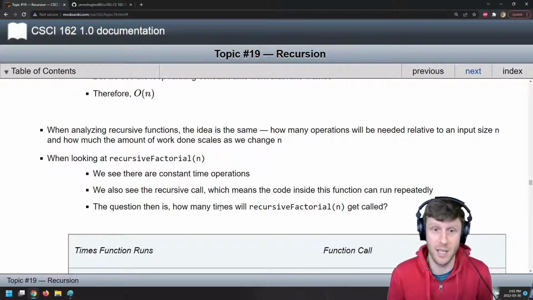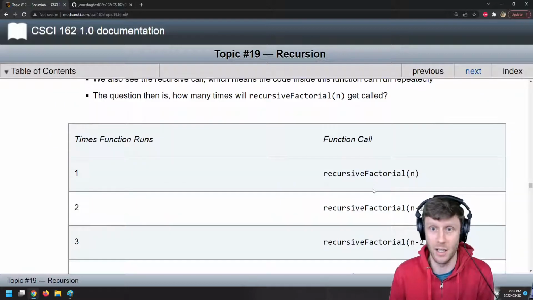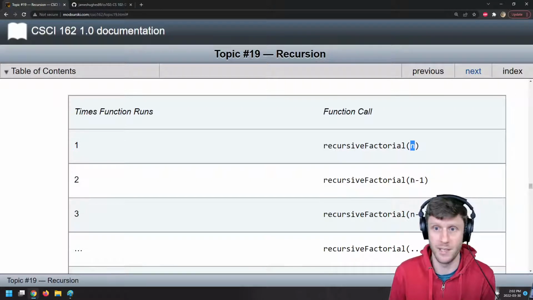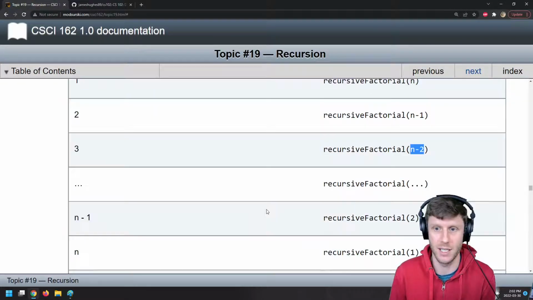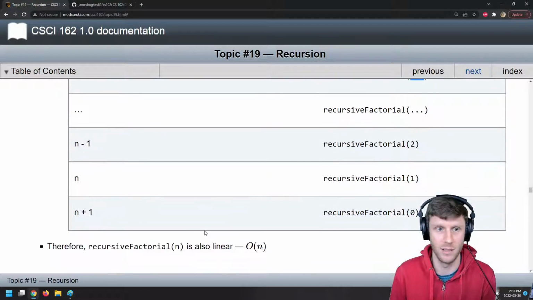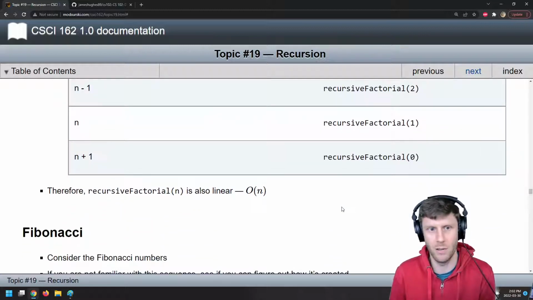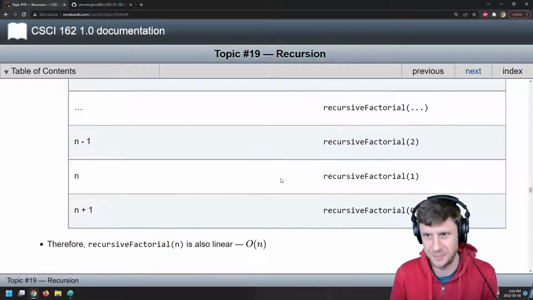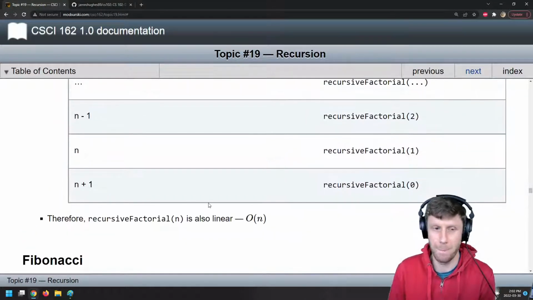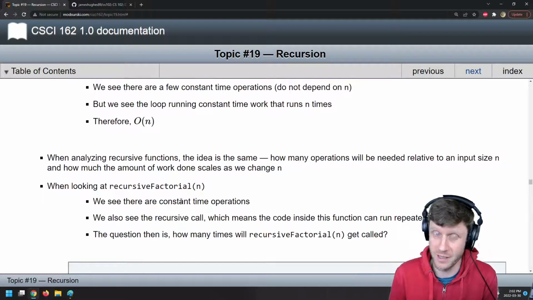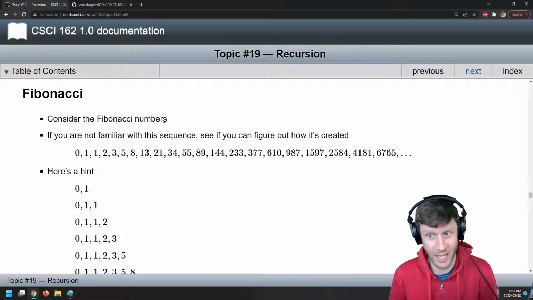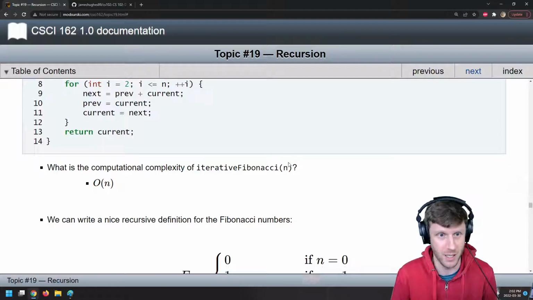The question is, how many times will recursive factorial n get called? Well, if we call it on n, it calls once, then n minus 1, then n minus 2, and so on down to 2, 1, 0. So therefore, recursive factorial is also linear. Now, not all recursive functions are going to be linear, however, and we're about to see one right now. I don't think we're going to be able to finish Fibonacci today.